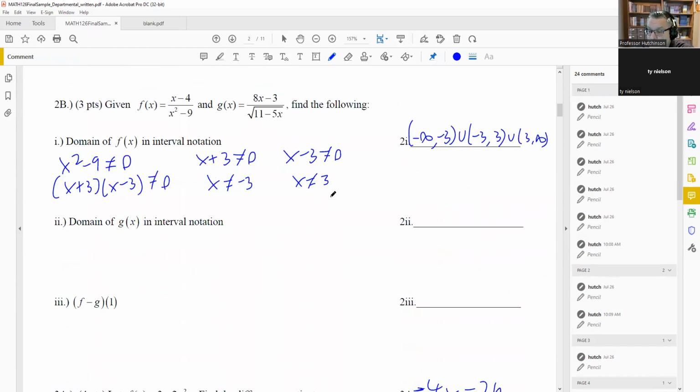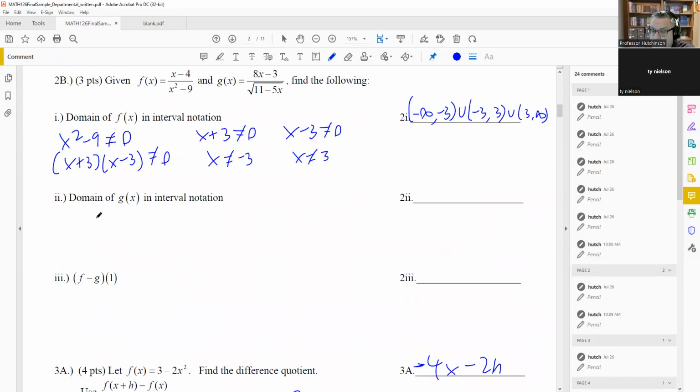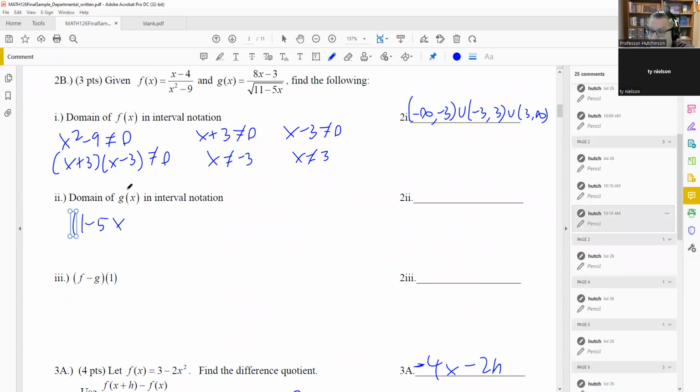This time, though, we're going to do 11 minus 5x is just greater than 0. We're not going to include the equal sign this time because we don't want to have division by 0. So that's why this time we use the greater than symbol only. Now you're going to subtract the 11 to the other side like that. Divide both sides by a negative. Now when you do that, the sign's going to flip, and you're going to get positive 11/5.